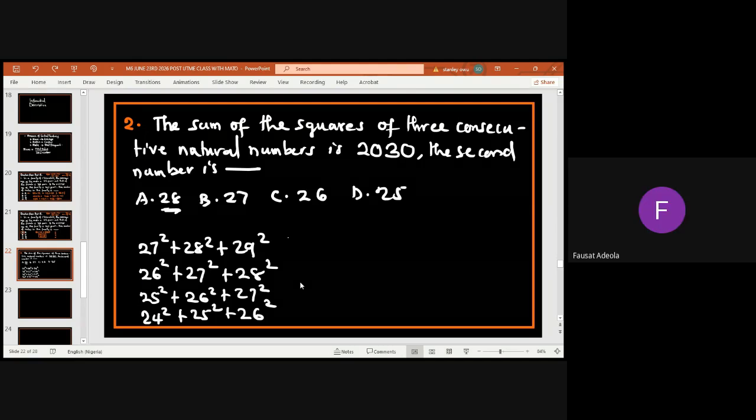C, 26, sir. Okay. C gave you the answer. Yes, good. So we have 25 times 25 plus 26 times 26 plus 27 times 27. You're very much correct. So the answer is C. This one is going to give you 2030.